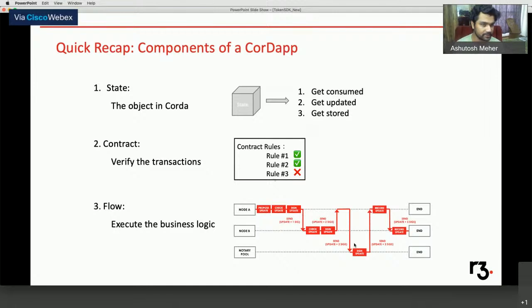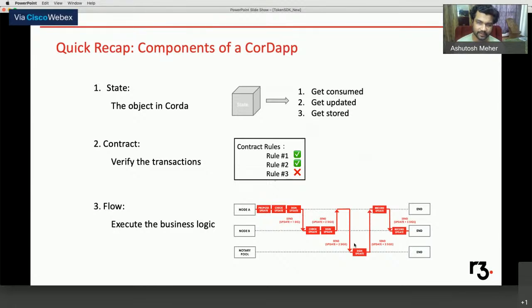Now state as such is immutable. So when you do a transaction, you basically create a copy of the state with all the updates, and then you consume the previous state, and the newer one which has been updated now becomes the most recent fact of the ledger, I would say. That's how states evolve.